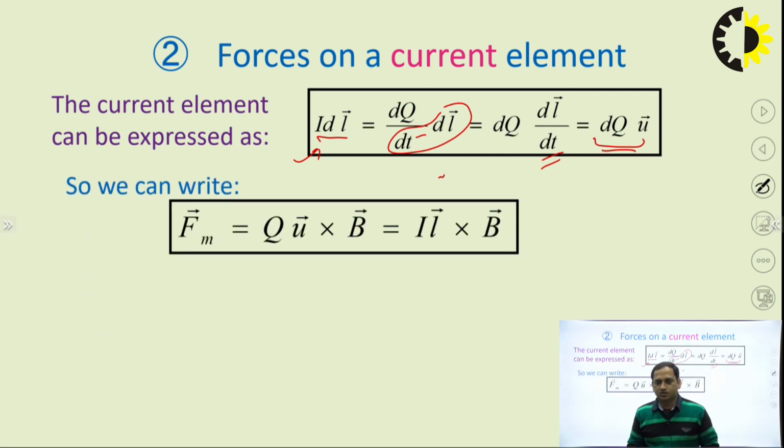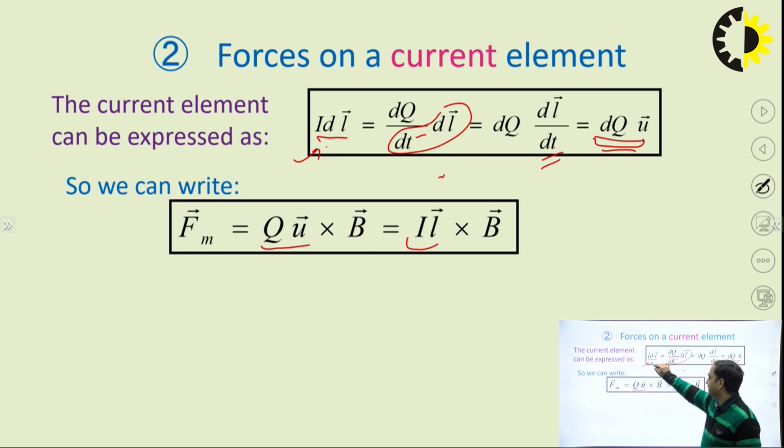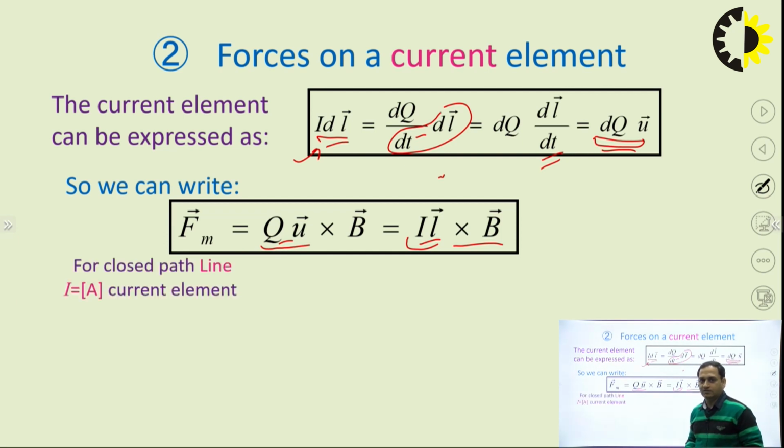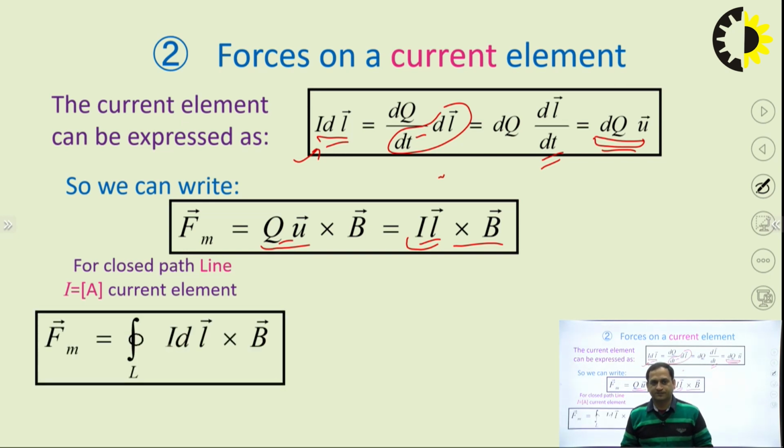So we can write the equation for Fm, that is Q U cross B. In place of Q into U we can write I into L, since dq into u is equal to I dl. So in place of Q U we write I L cross B, where I is the current for the closed path. In this way, we can define the total force as Fm is equal to I dl cross B.